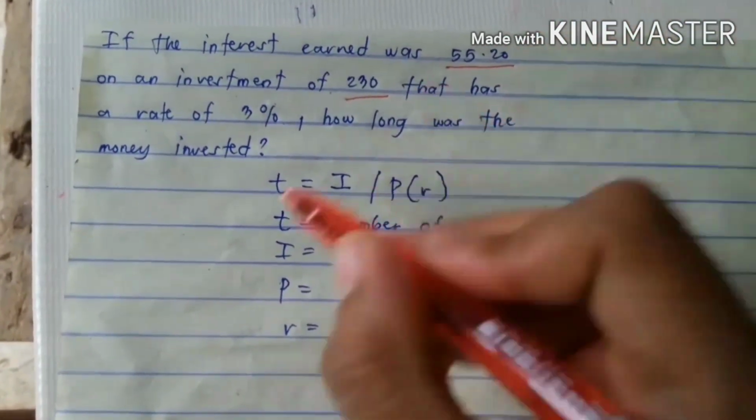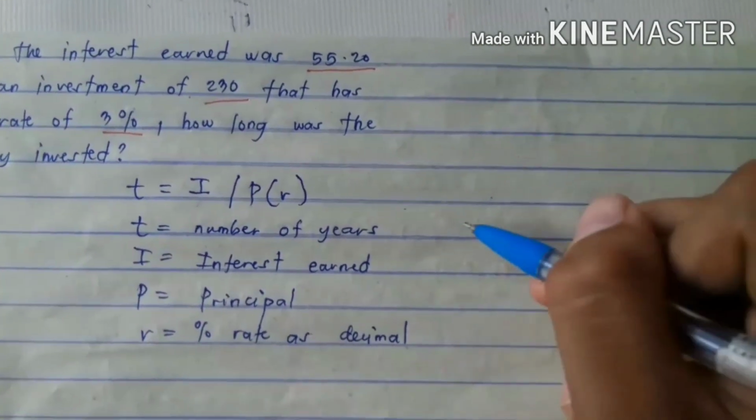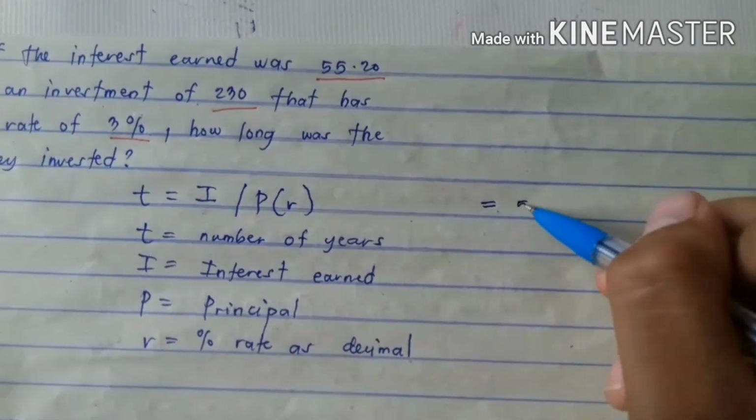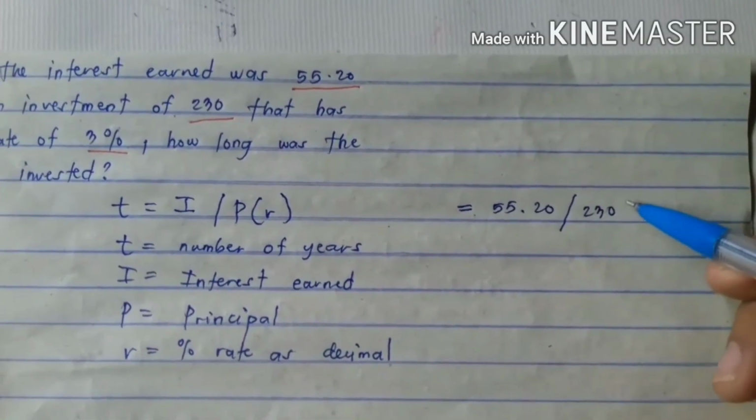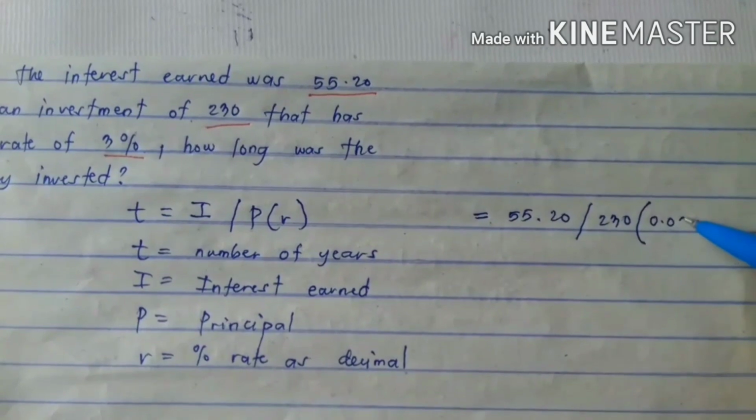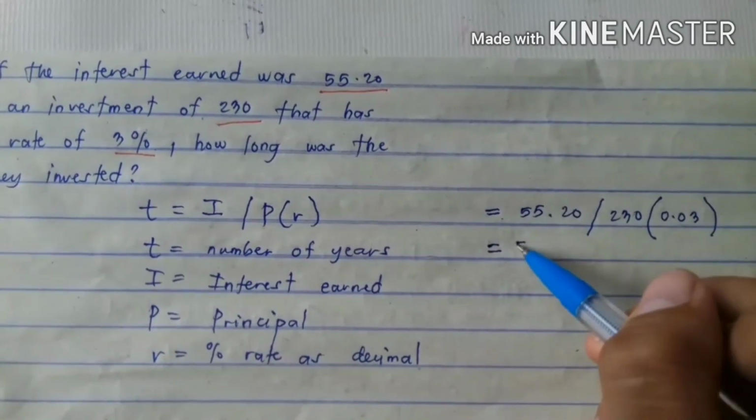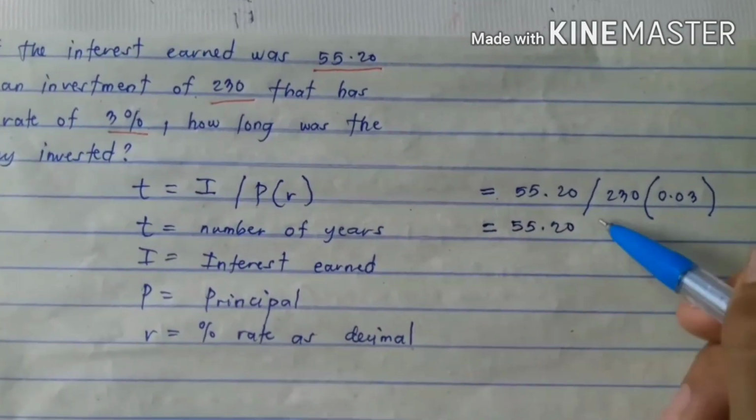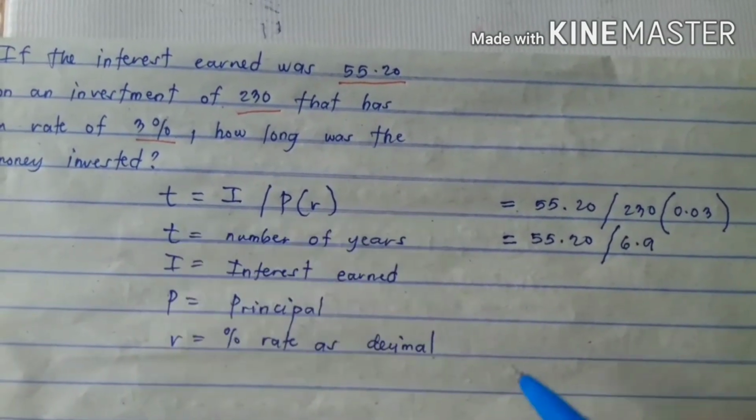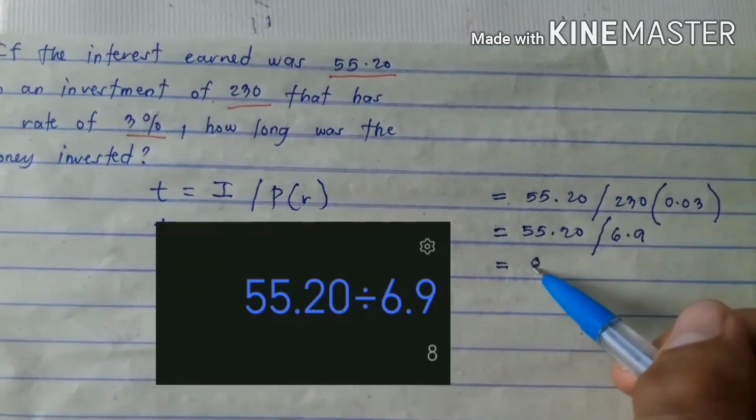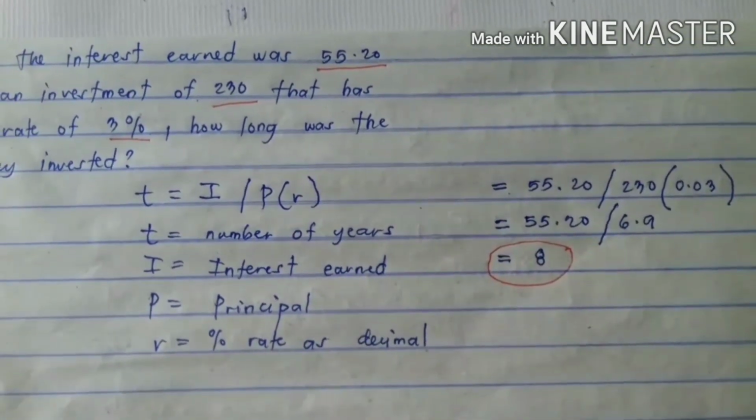$230 is the principal, 55.20 is the interest earned, 3% is the rate. Let's substitute. 55.20 divided by (230 times 0.03). Follow the PEMDAS rule. 230 times 0.03 is equal to 6.9. The quotient of 55.20 divided by 6.9 is equal to 8. The money was invested for 8 years.